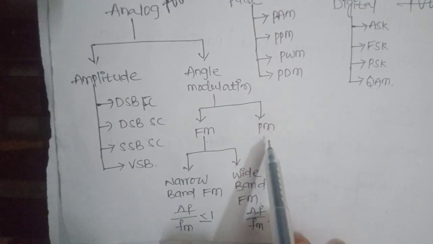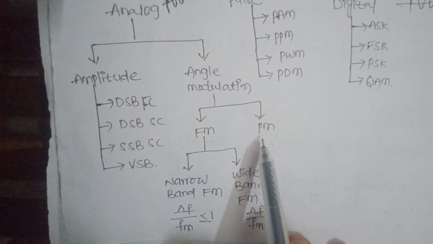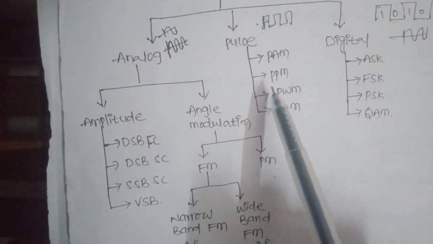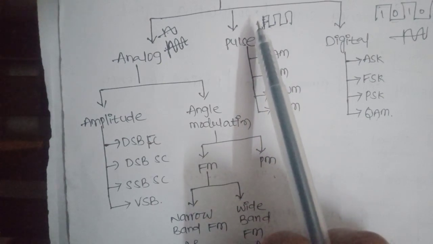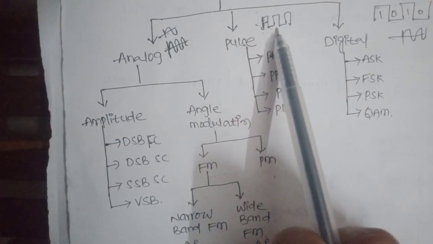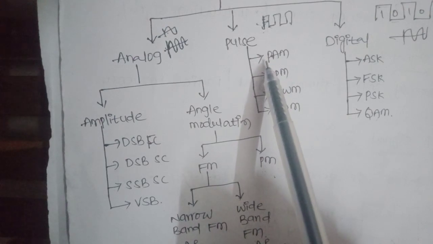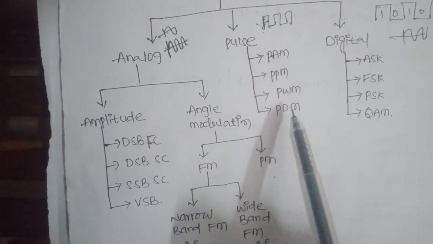Now phase modulation. The phase of the carrier signal varies with respect to the phase of the message signal. Here frequency and amplitude both are constant. Next, coming to pulse modulation. Here the carrier signal is a pulse and the message signal is a continuous signal. A pulse has amplitude, width, position. Here pulse modulation is classified into pulse amplitude modulation, pulse position modulation, pulse width modulation.